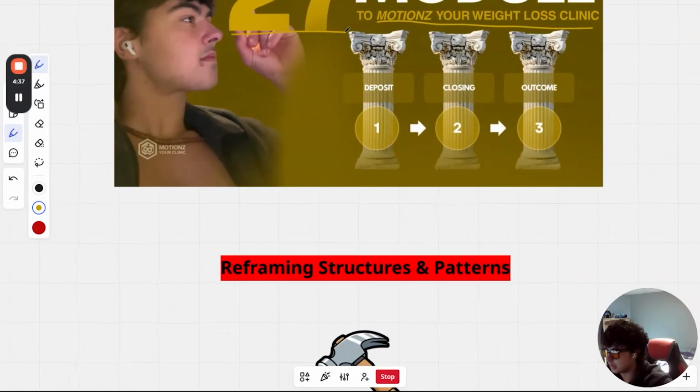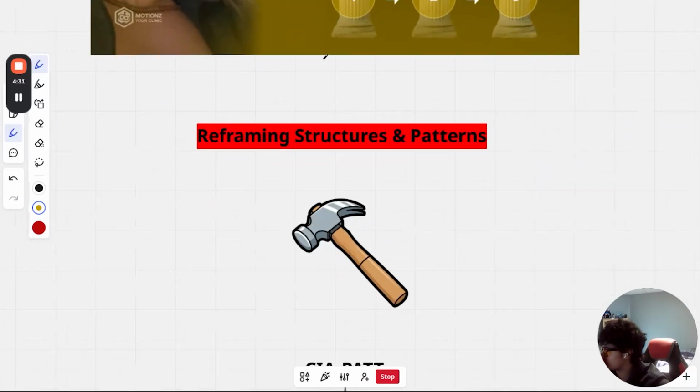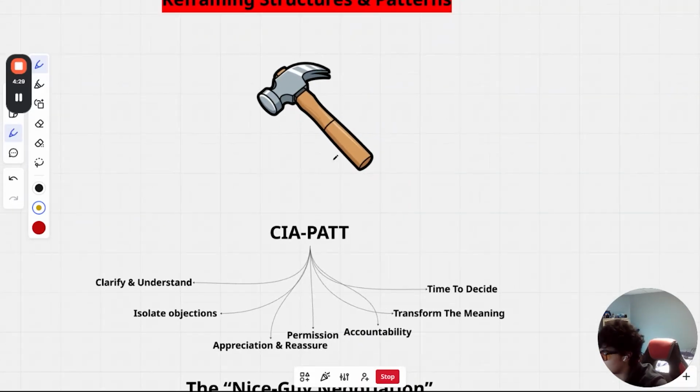This is the 27th module, and we're going to talk about deposit, closing, and outcome. Objection framework, the true number. Permission is one or two times. Tell them what's really going on and the truth.